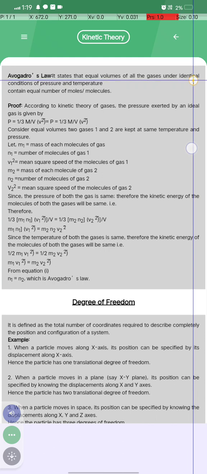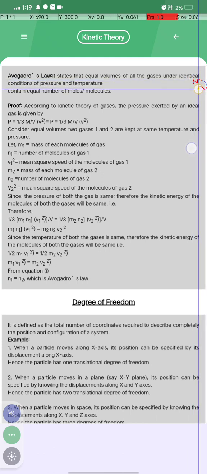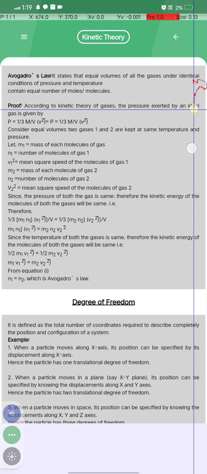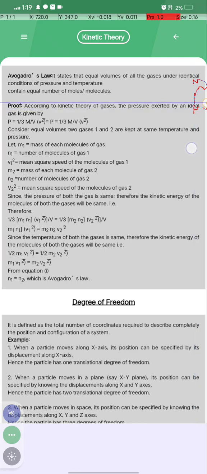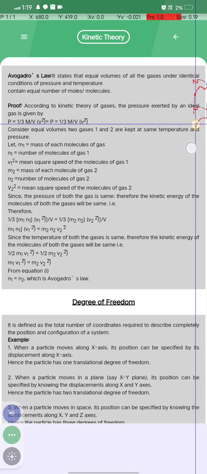It states that equal volumes of all gases under identical conditions of pressure and temperature contain an equal number of moles and molecules. Prove: according to the kinetic theory of gases, the pressure exerted by an ideal gas is given by P = 1/3 (m n / V) v², that is, P = (1/3)(m n / V) into v square.